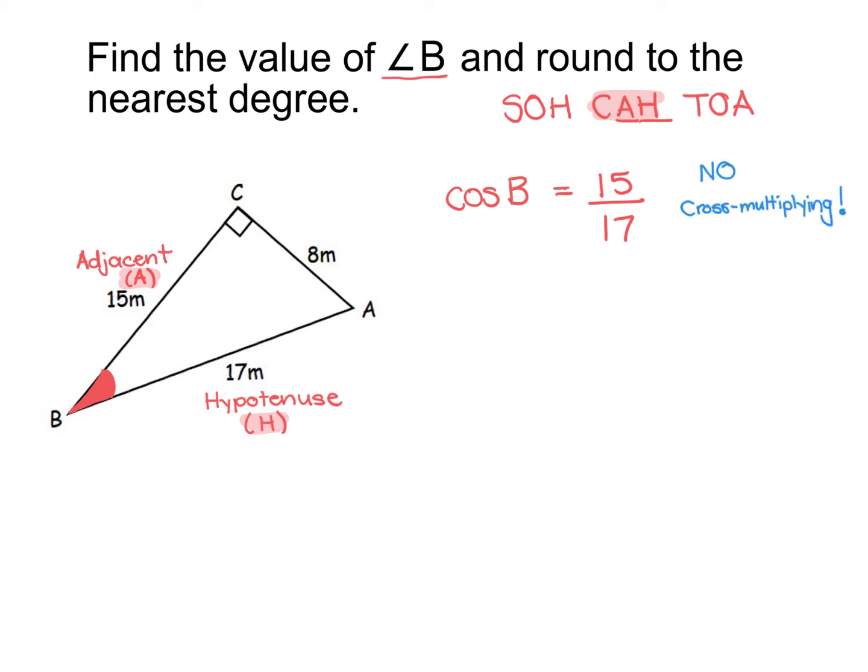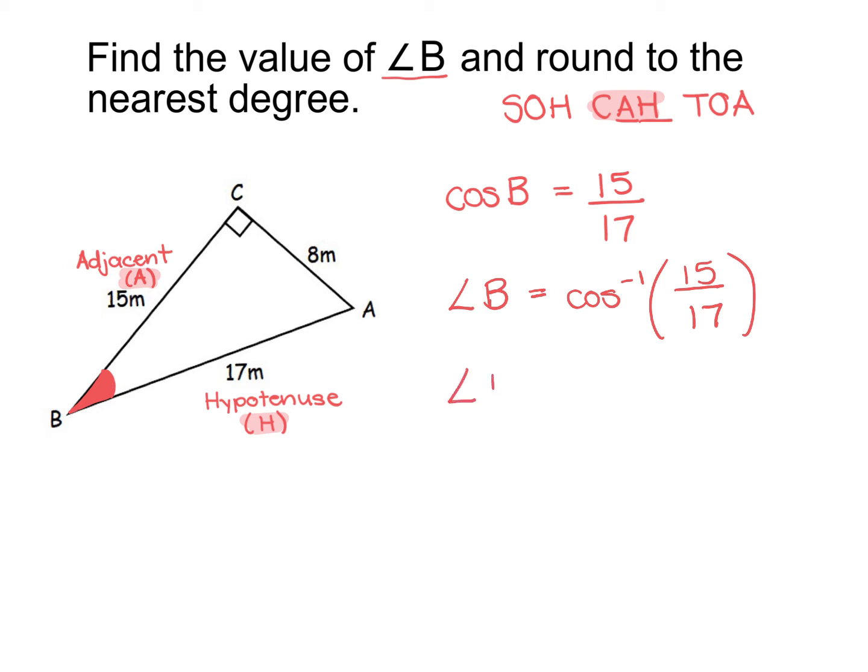Now, you cannot cross multiply. We only do that for sides, but for angles, we're not using cross multiplication. So instead, we are going to write angle B is equal to cos inverse, and then in brackets, 15 divided by 17. So let's calculate cos inverse of 15 divided by 17. And when you do that, your angle B should equal 28 degrees. And that is your final answer.